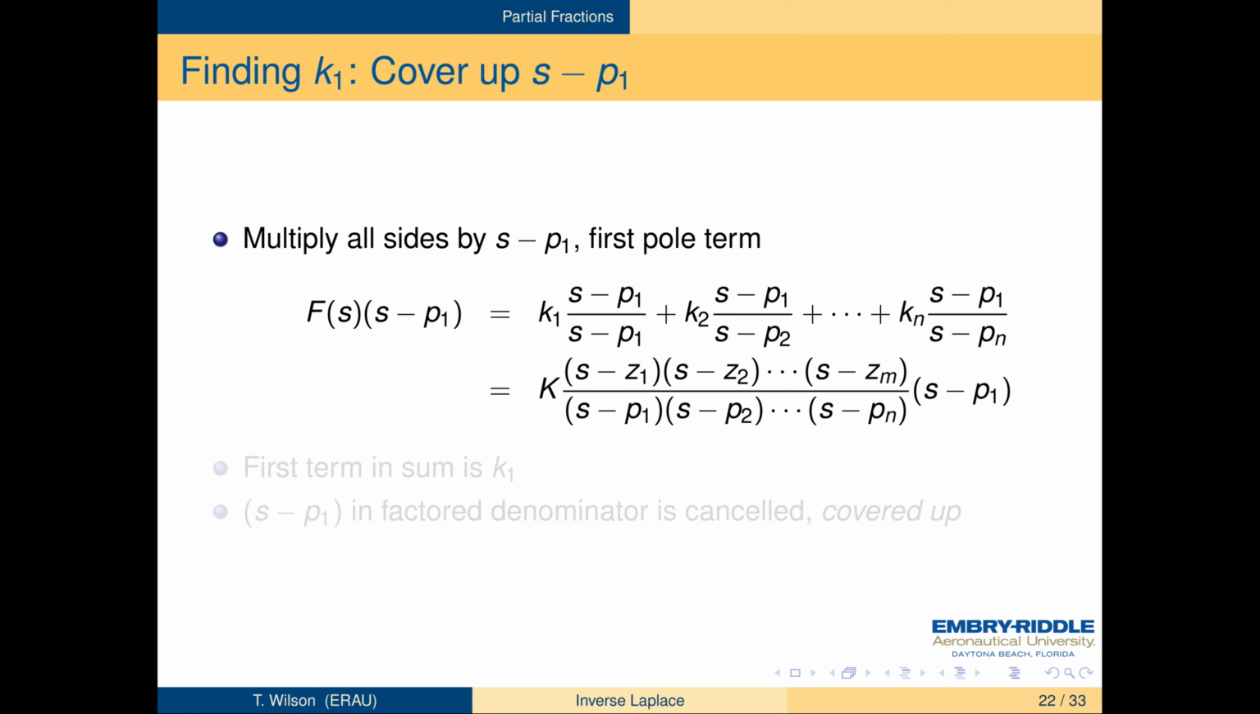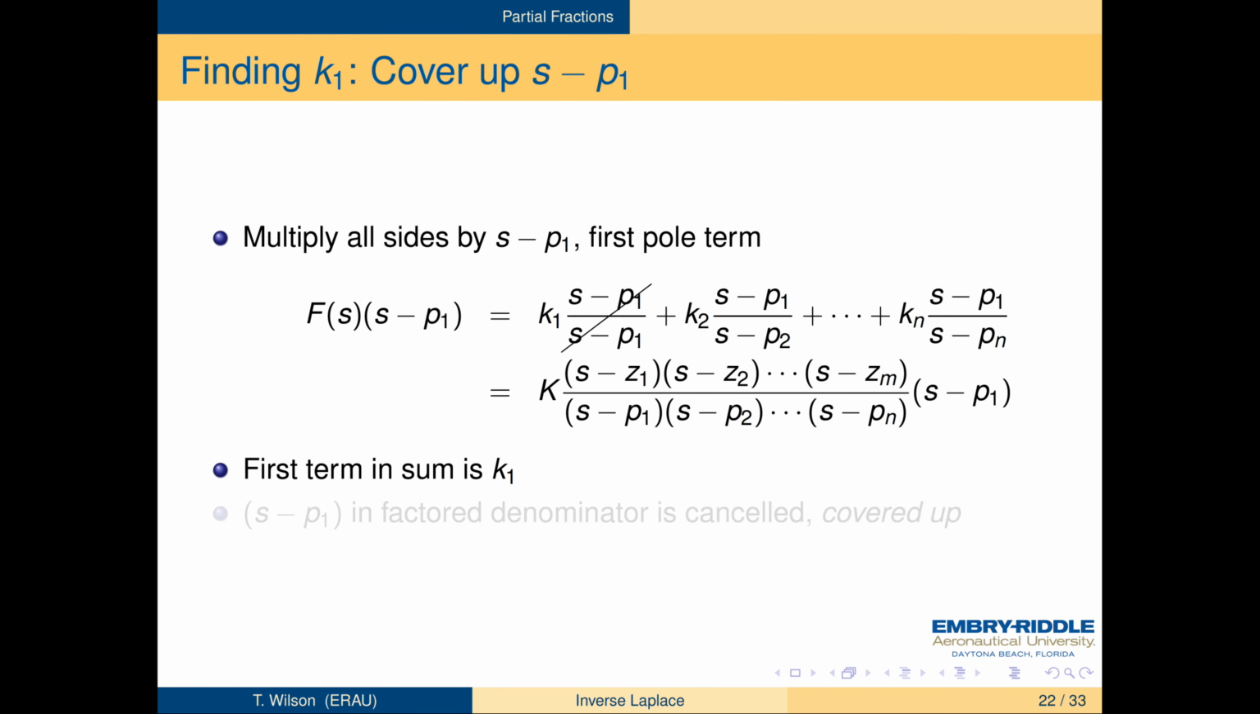We multiply all sides of our F(s) equals partial fraction form equals rational factored form by the term s minus p sub 1. That leaves k sub 1 as the first term in the sum and takes s minus p sub 1 out of the denominator. In practice, we cover up the s minus p sub 1 term in the factored form. That's why we get the name cover-up method.